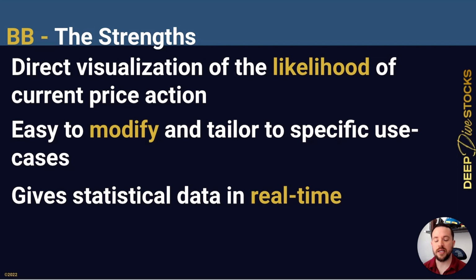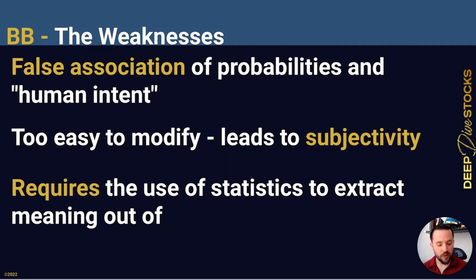Another strength is that it is easy to modify and tailor to specific use cases, so you can quickly look at a stock to see if its price action is well within the probabilities or outside of the probabilities. And it is nice because it does give this nice statistical data in real time. We don't have to sit there and calculate this ourselves. We can just visualize it with the addition of the Bollinger Bands onto our brokerage account, whichever broker you use. The weakness, though, I think, is this false association of probabilities and human intent.